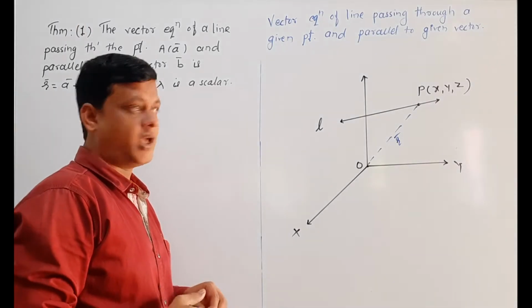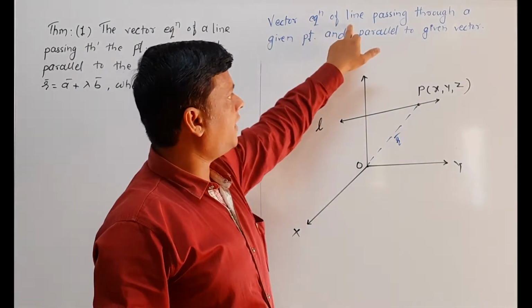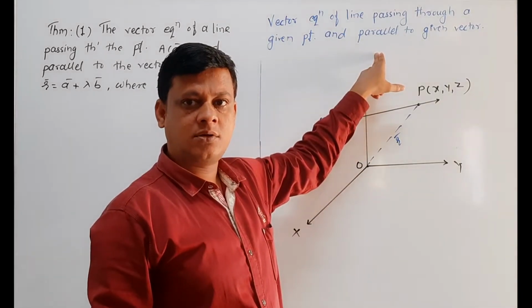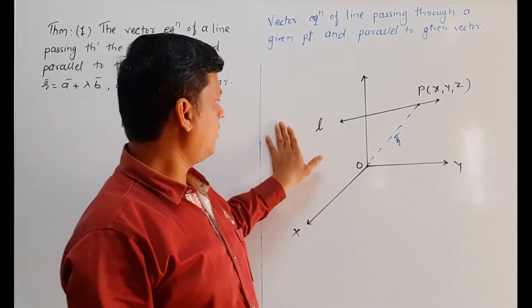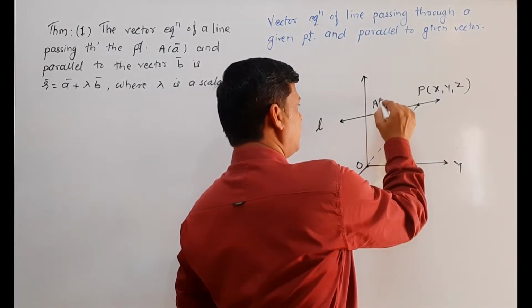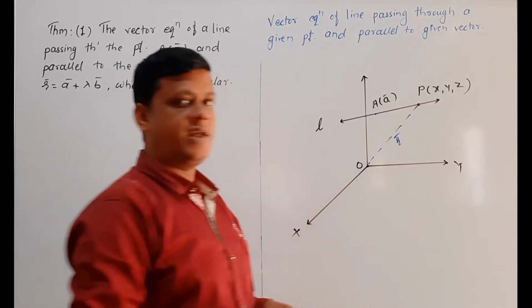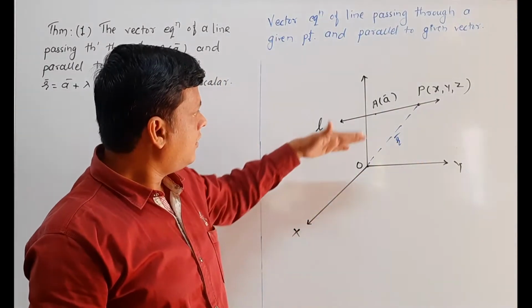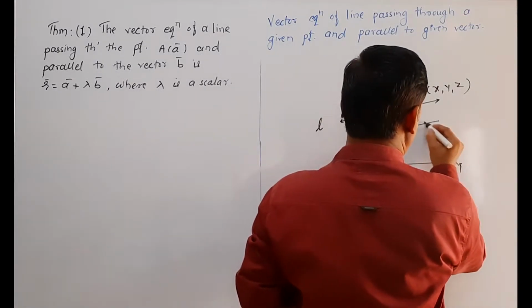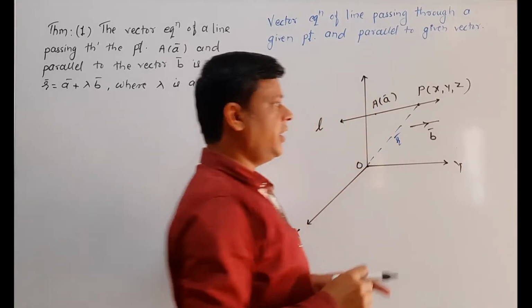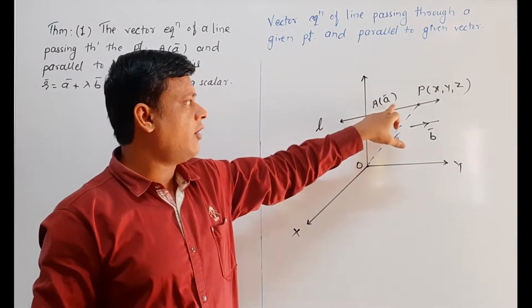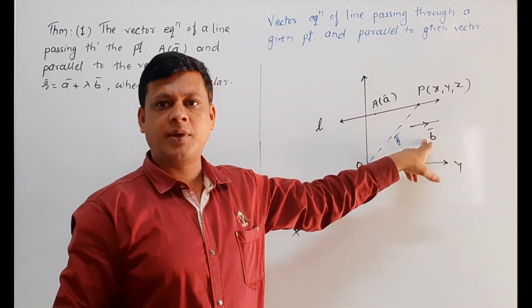Now see the first type, vector equation of line passing through a given point and parallel to a given vector. That means when one point on that line is provided, suppose that point is A and the position vector of that point is A bar, and a vector parallel to this line is given, suppose that vector is B bar. Now here we have to find the vector equation of line passing through the point A of A bar and parallel to the vector B bar.